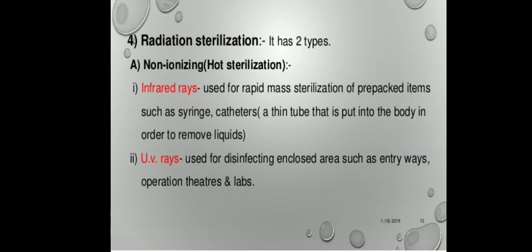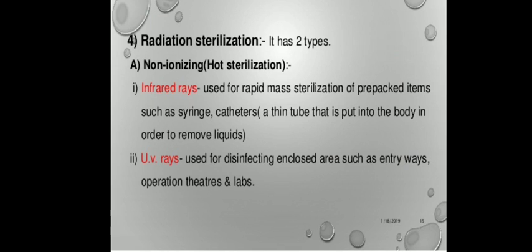अगर ये syringes होंगे या फिर catheters होंगे, if they are not properly sterilized, then they may cause infection to the patients. So it is very important to sterilize all these materials, and for the sterilization of these materials, infrared rays are generally used. Then the next one is UV rays.